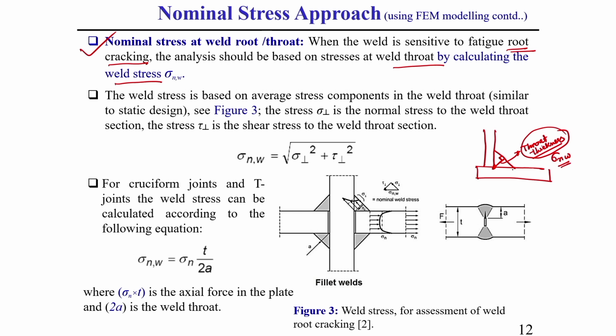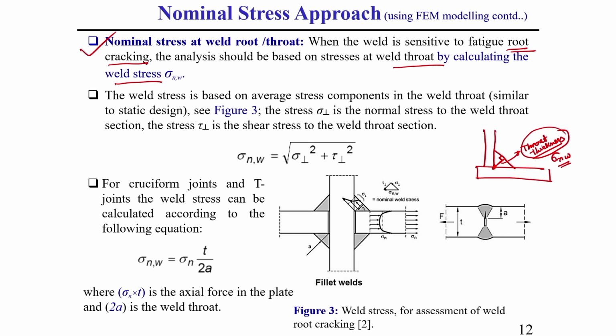But if we want to calculate the throat nominal stress, in the sense that the failure happens in the root zone, then this weld nominal stress is the stress at the weld throat zone. This you should keep in mind. So, how to calculate this sigma NW, that we need to know.